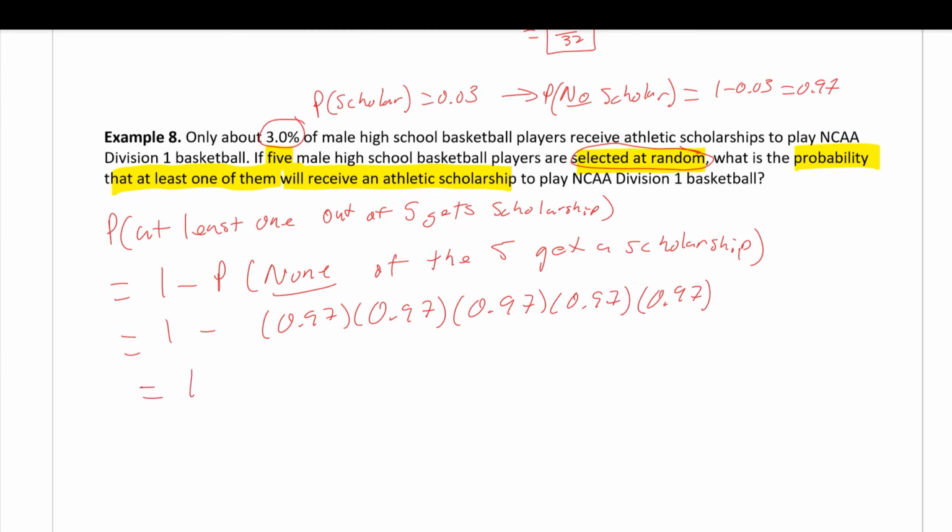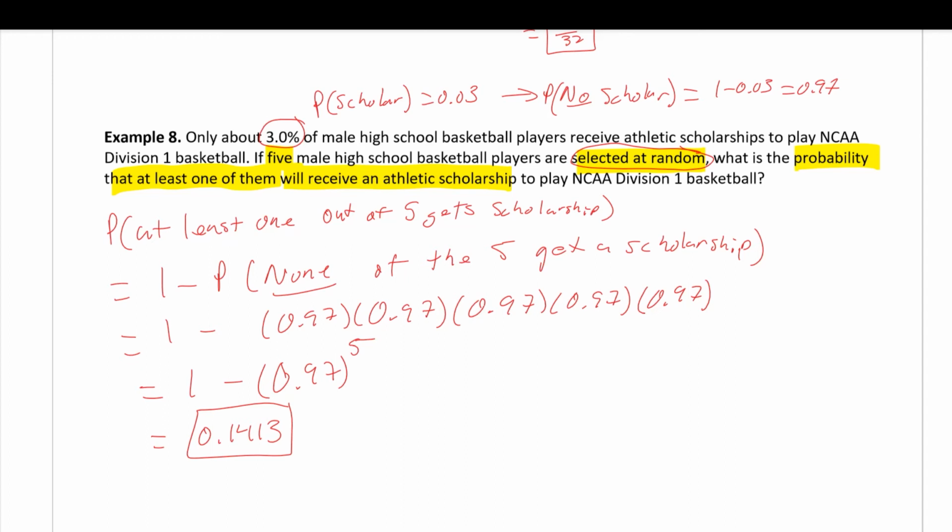And of course, you can write that in a more concise format as 1 minus 0.97 to the 5th power. If you put that into your calculator, you would get 0.1413, rounded to 4 decimal places. It didn't really specify, but that's what it would be.